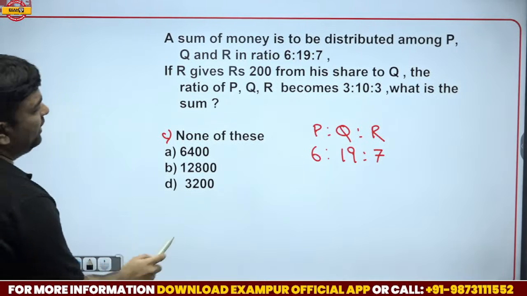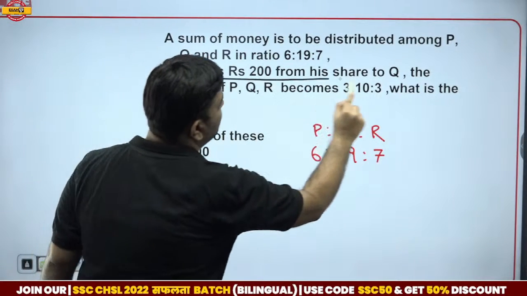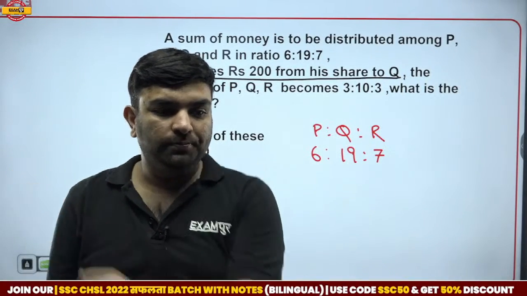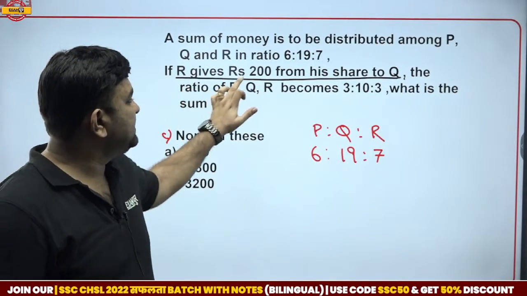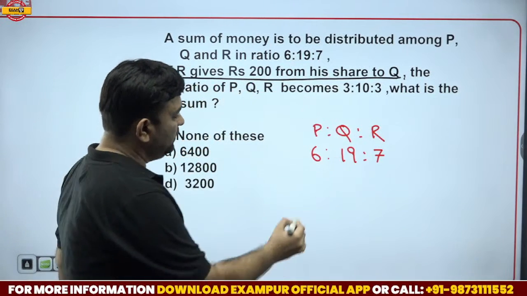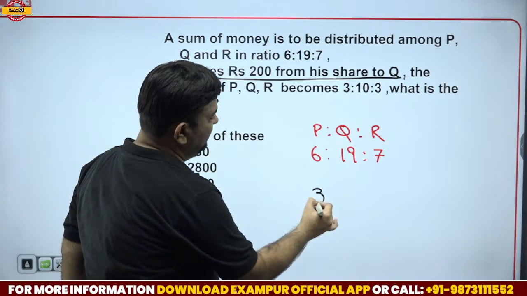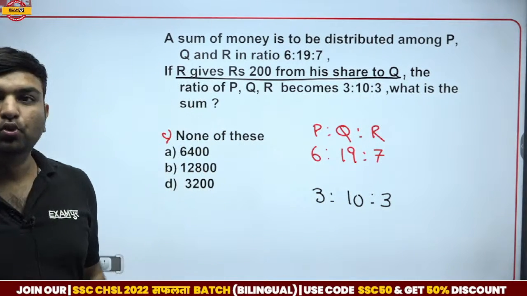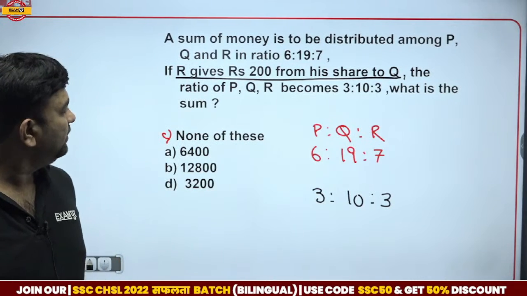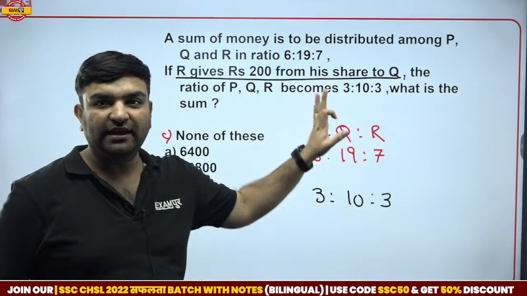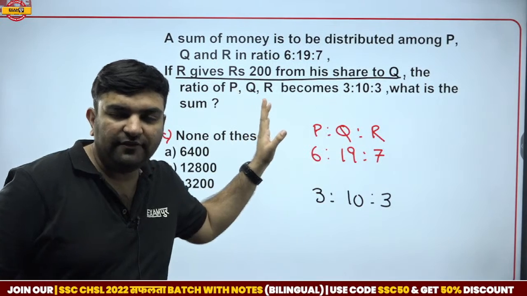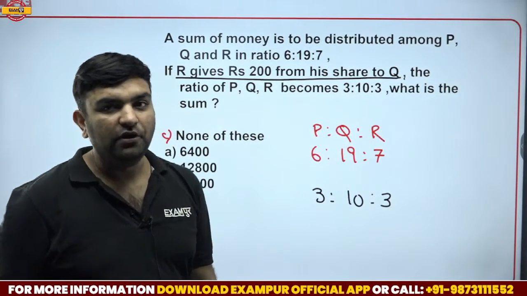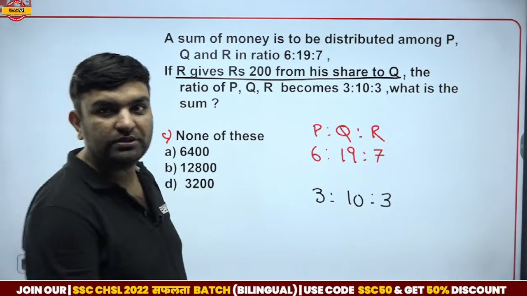R gives 200 from his share to Q. So R is giving some money to Q. The new ratios are coming 3, 10. Who is giving? Who is taking? R is giving, Q is taking. So P should not be disturbed. The value of P should be same in both the ratios.